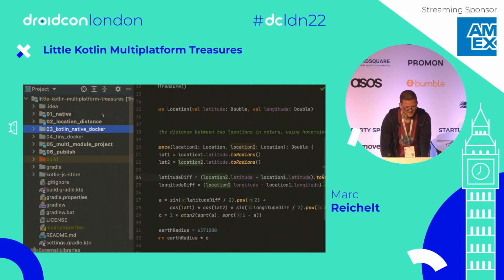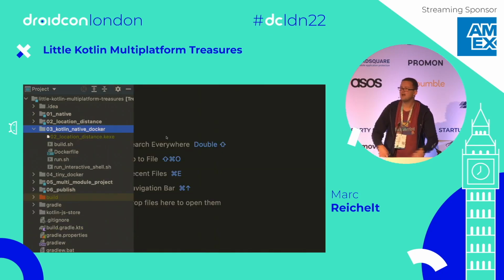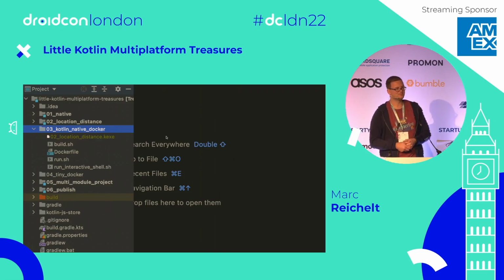Now, the next thing I want to show you is, so we have a Kotlin native binary. What if we would ship it? Like Hardy said, okay, we can just ship the machine, so we can create a Docker image. And that's actually really simple to do with Docker.